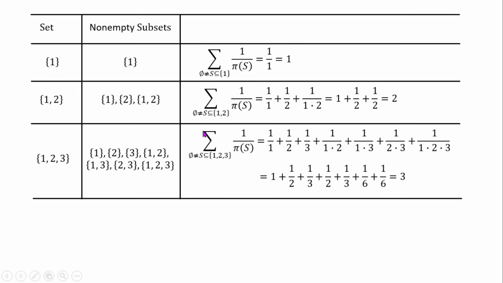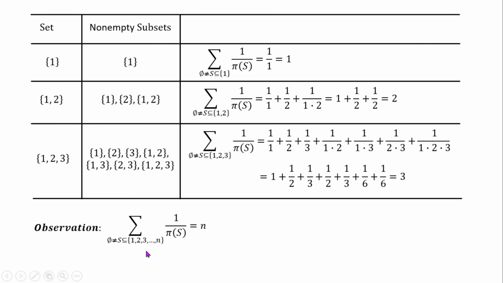Now, if we go back to the first case, if there's only one element, the answer or the value of the sum is 1. If the elements are 1 and 2, the value of the indicated sum is 2. If the elements are 1, 2, and 3, the value of the indicated sum is 3. So what's the key observation here? The key observation is that the value of the indicated sum is equal to the number of elements in the set or the highest element in the set.